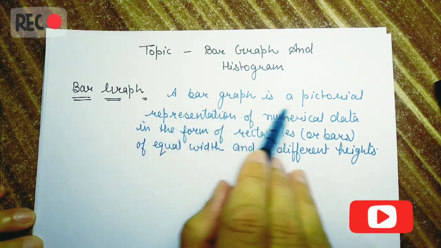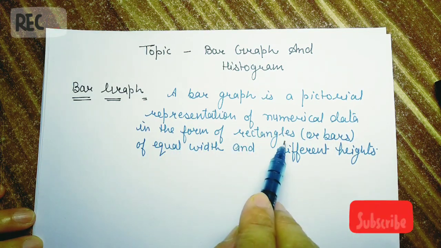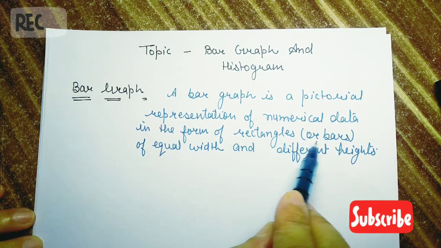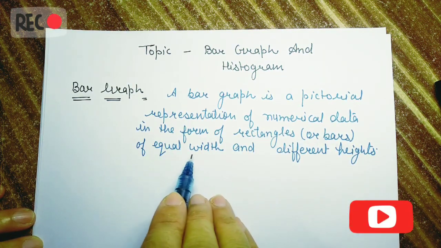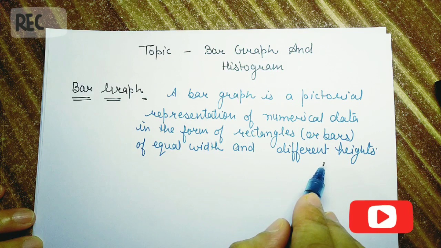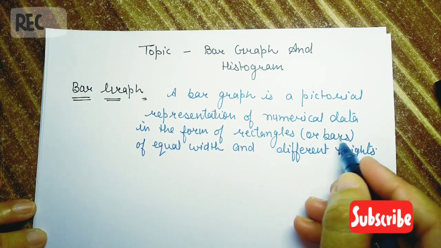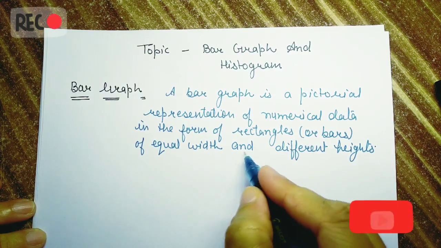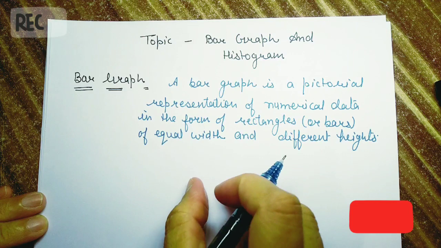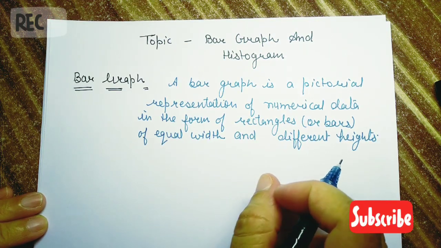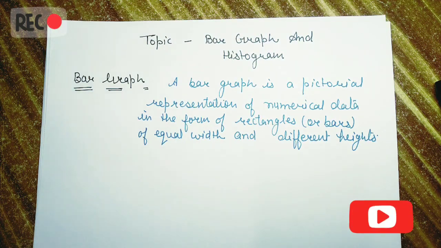Students, a bar graph is a pictorial representation of numerical data in the form of rectangles, and these rectangles are called bars. These rectangles have equal width and different heights. Whatever bar we are using is one type of rectangle, and the distance between these rectangles is the same. For example, if we keep a distance of 1 centimeter, that means the distance will remain the same.